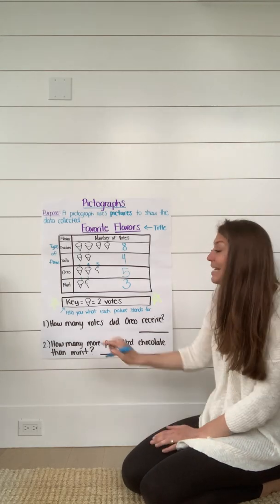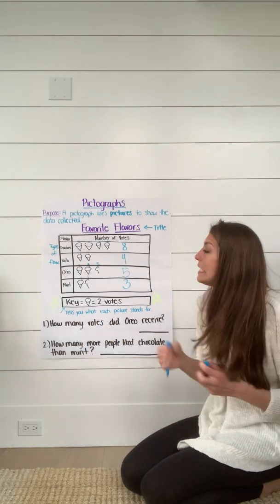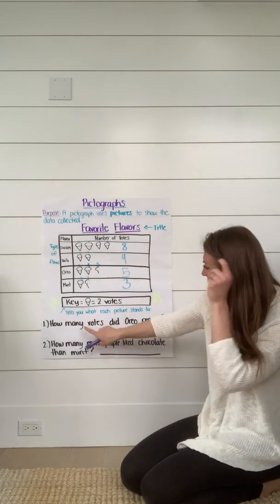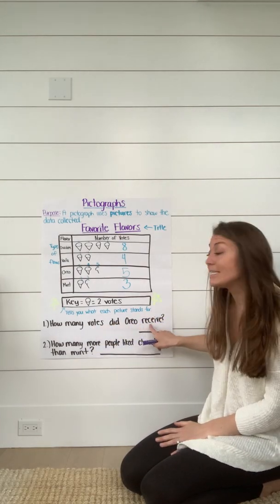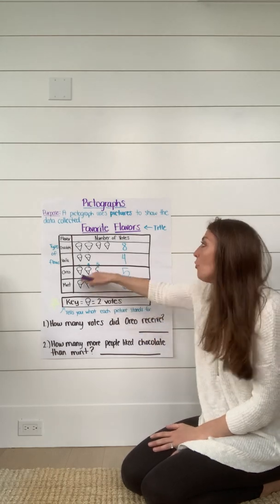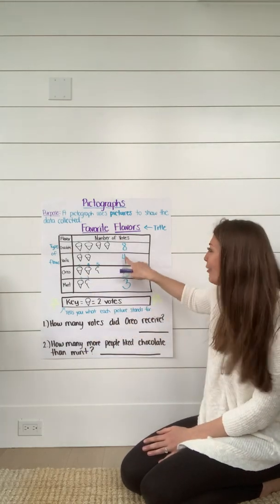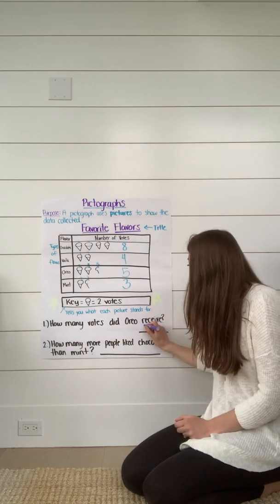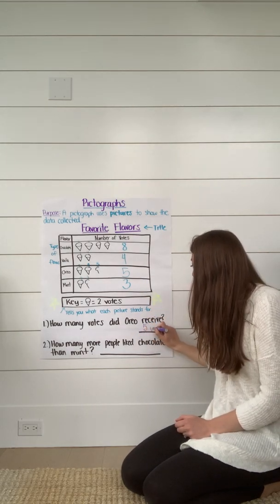Nice work. Now I can go down and I can easily answer my word problems. So now it says, how many votes did Oreo receive? And instead of having to go back and recount all of them, I already wrote my numbers right next to it. So I know that Oreo received 5 votes.